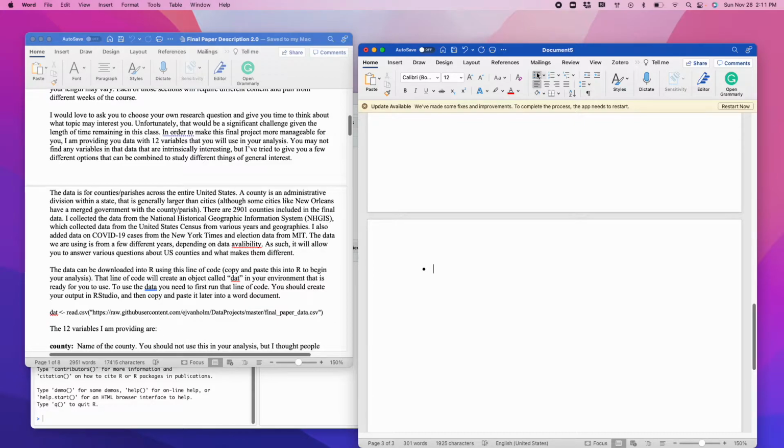With methodology, what you're trying to answer for your reader is, what is your research question? You're restating that. What is your data? What is your analysis?